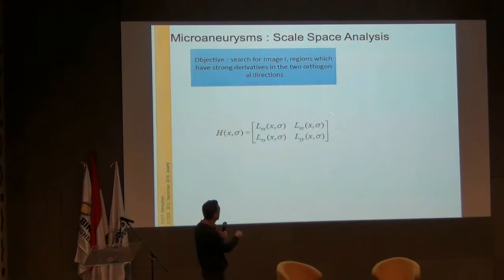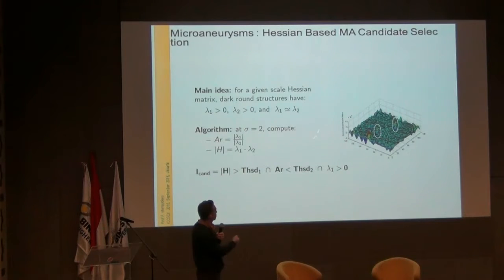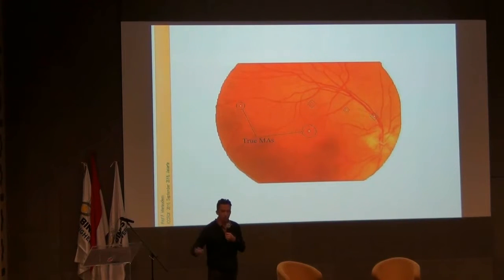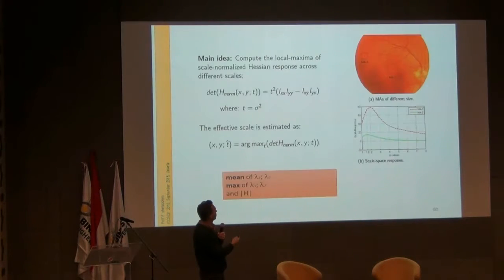So we look at the Hessian matrix. Whenever you have a peak, potentially you have a round shape. So we took some criteria from the Hessian matrix, and then we can localize our microneedles. True microneedle, false microneedle, but still, far fewer false positives. And then whenever they were potentially pre-localized, we're extracting other features: SURF features, radon transform, scale space features, and then doing the classification.